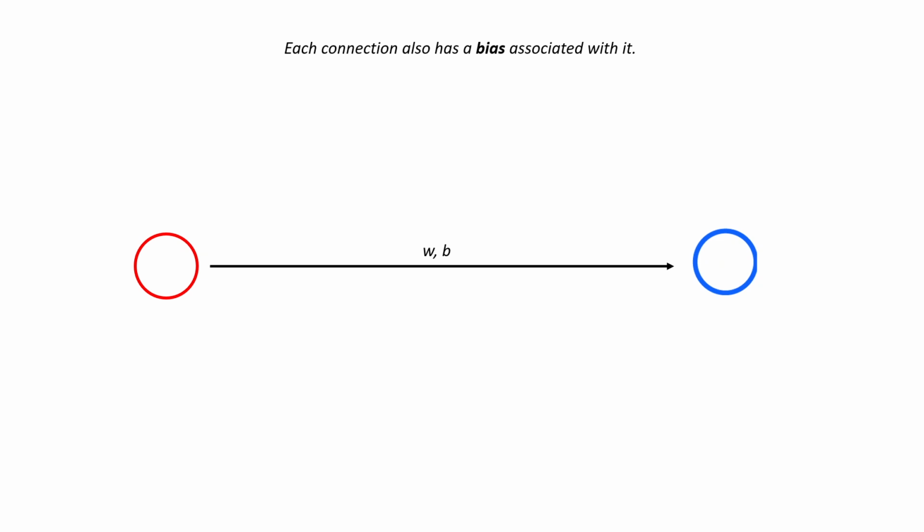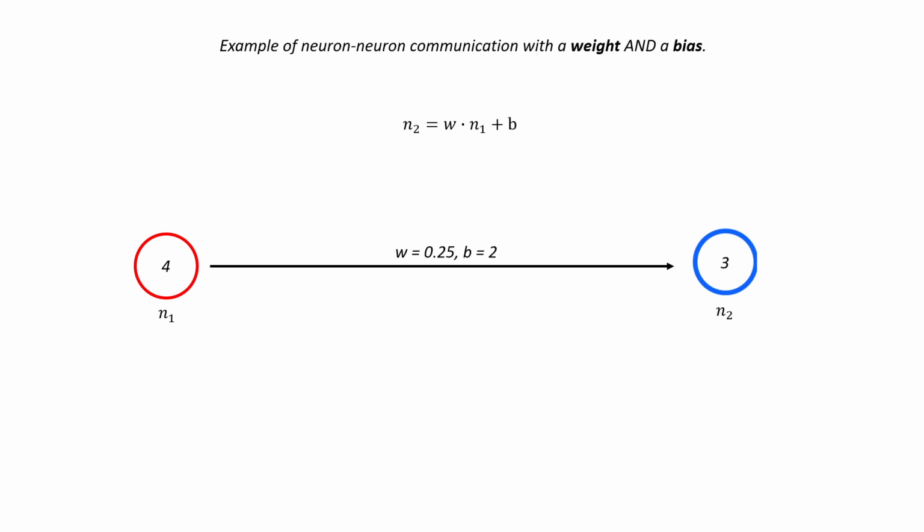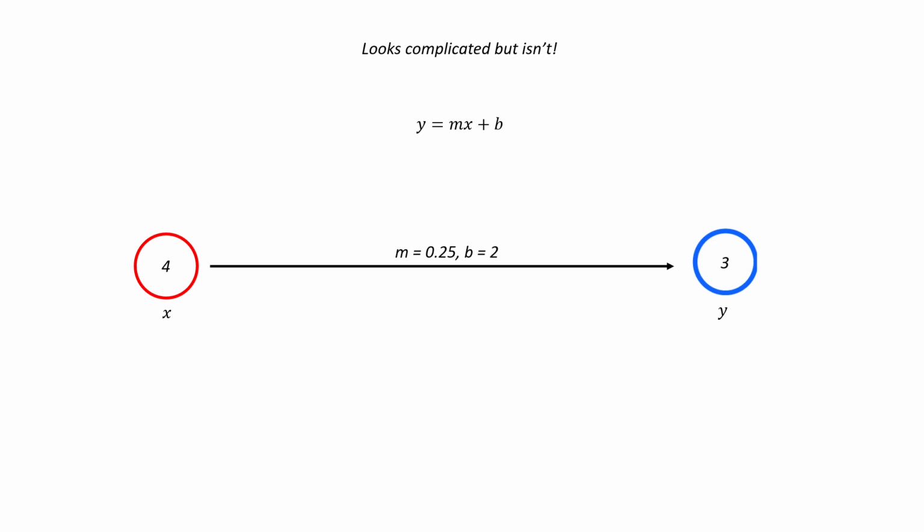Now, each connection also has a bias associated with it. Here, we can see an example of neuron-neuron communication with a weight and a bias. Like in the last example, we multiply the value of the first neuron by the weight, so 4 times 0.25 is 1, but here we also add the bias, so 1 plus 2 gives us 3, which is the output neuron, N2. And the notation here may look complicated, but it's really very simple, and might just take a second to look at.